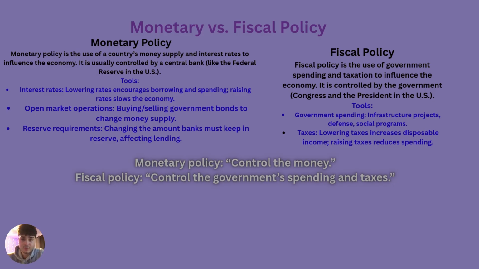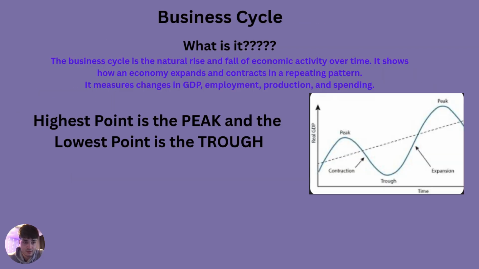And fiscal policy is the use of government spending and taxation to influence the economy. It is controlled by the government, Congress, and the President in the United States. The tools of fiscal policy are government spending, infrastructure projects, defense, social programs, and for taxes, lowering taxes increases disposable income, raising taxes reduces spending. For monetary policy, to keep it short and simple, you control the money, but for fiscal policy you control the government spending and the taxes as a whole.